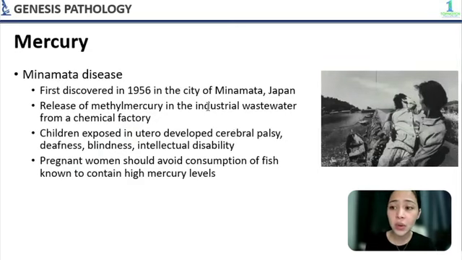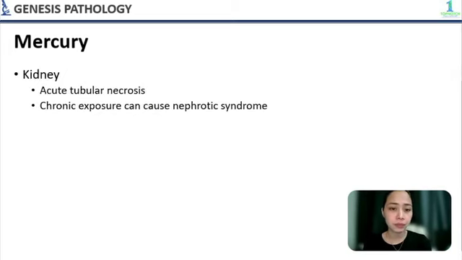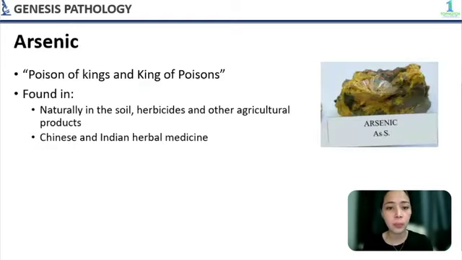So ang nangyari kasi dito is nag-release ng methyl mercury doon sa Minamata Bay. So na-contaminate yung mga isda doon, tapos kinain ng mga tao. So among pregnant women, na-expose yung children nila in utero. So these children develop cerebral palsy, deafness, blindness, and other CNS defects. That's why now, pregnant women are advised to avoid consumption of fish known to contain high mercury levels. Can also damage the kidneys, leading to acute tubular necrosis, and chronic exposure can lead to nephrotic syndrome.